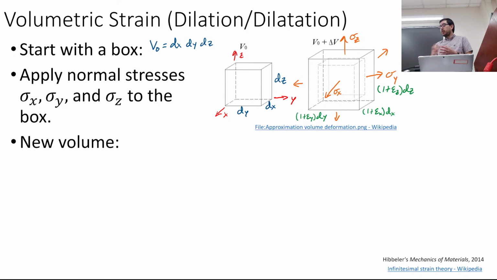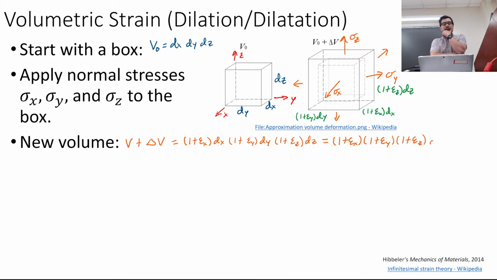At least engineering strain, as we defined it. So a new volume, V naught plus delta V, can be thought of as being the product of all these new lengths. So we can write it out as you see here.